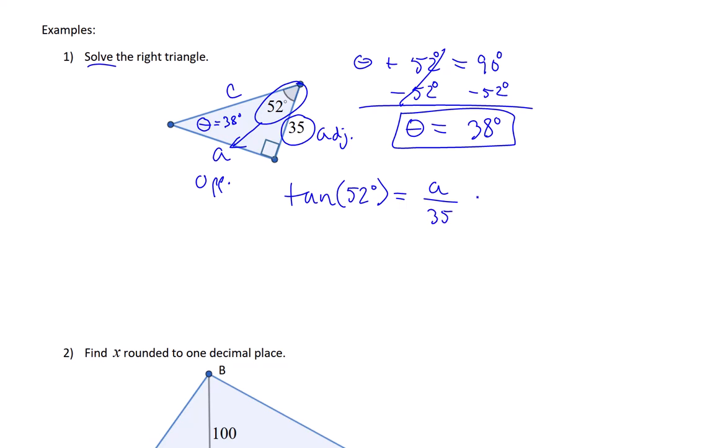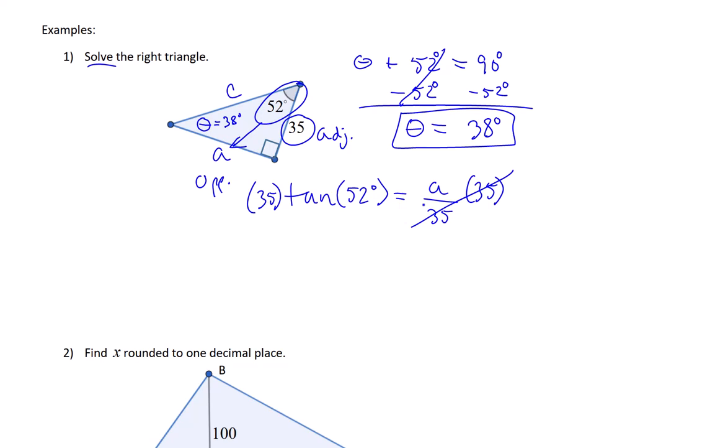And so all of a sudden we have an equation with one variable, that is the letter A, that I just used to put in there. You could label it X, it doesn't really matter which variable name you use, but we have to find that side length. So what I can do to solve for A, of course, is multiply both sides by 35, which is just some algebra here.